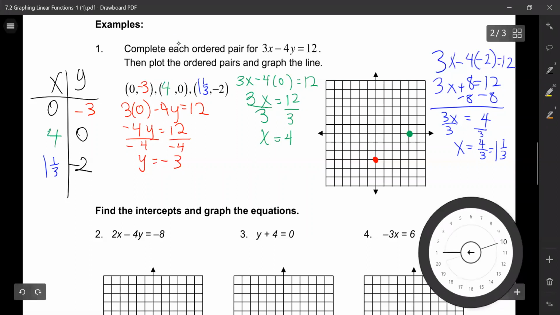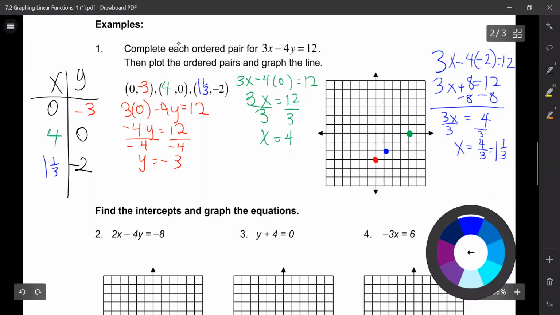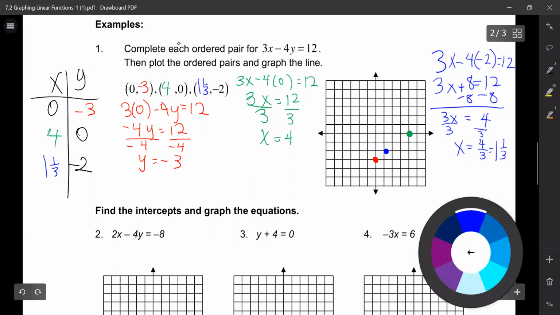So let me go ahead and plot that. It won't be exact, but we'll just do as best we can. All right, so there are 3 of the points on the graph. So we can go ahead and just draw the line that goes through all of those points.